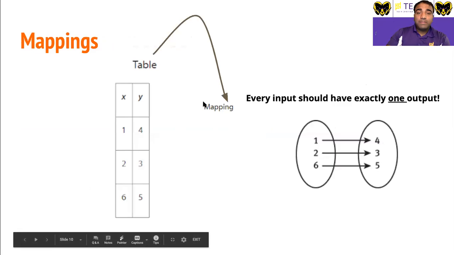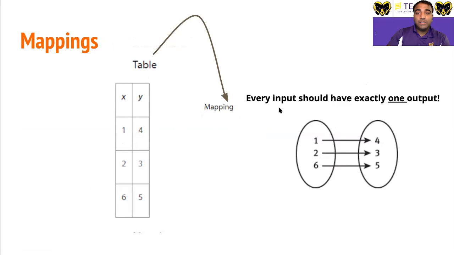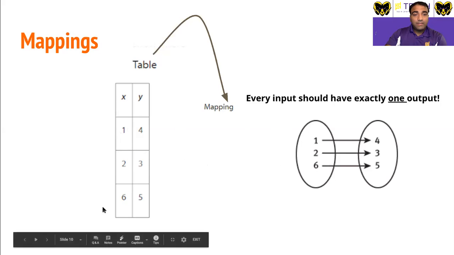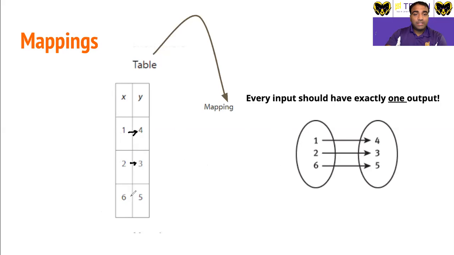Another thing is mappings. All tables have a map too that you can write as a function, but remember, when we do mappings, every input has to have exactly 1 output. So you can kind of see here, if you put in 1, you get 4. Same thing with a mapping. If you put in an input, it has to go directly to its output. You draw a little arrow. 2 goes to 3, and 6 goes to 5. And so mapping's really straightforward. You can just imagine that's a table without the table.